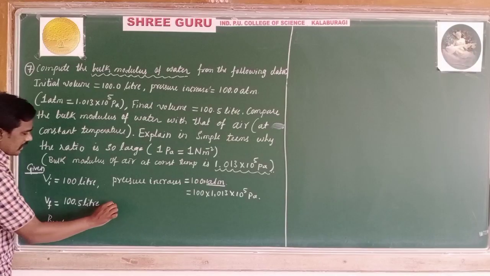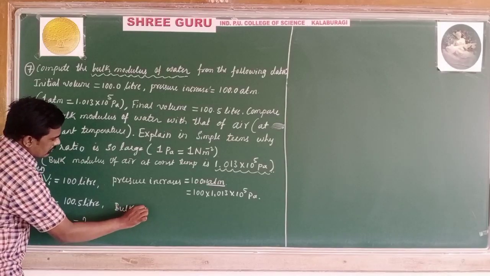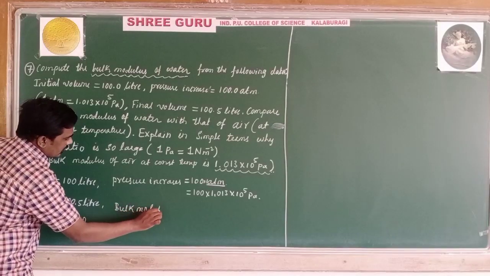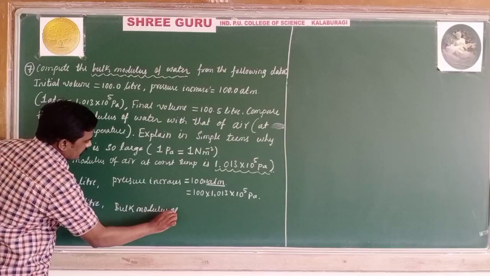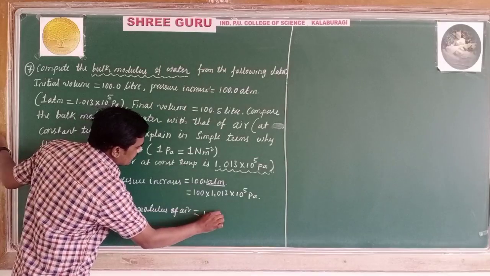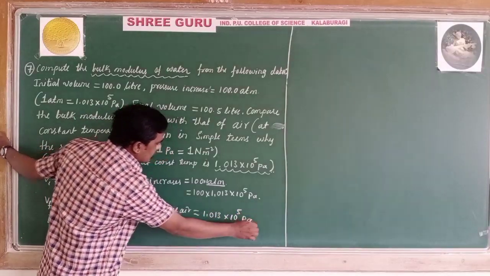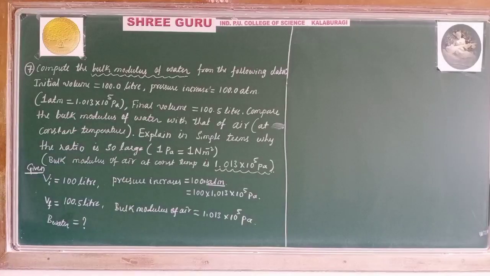And what are the things? Bulk modulus of air is 1.013 into 10 to the power 5 Pascal. Okay, these are the things they mentioned.